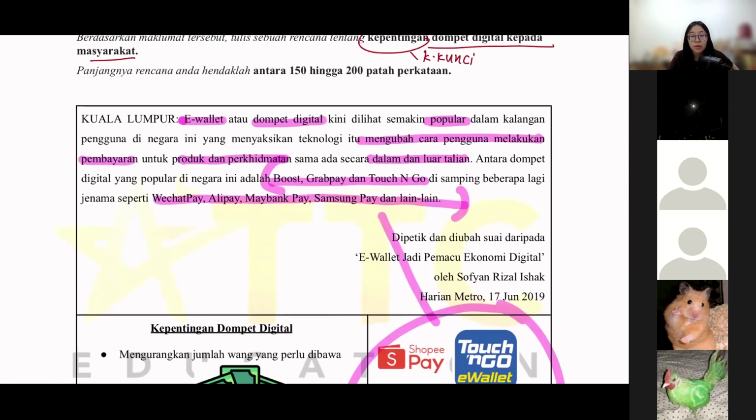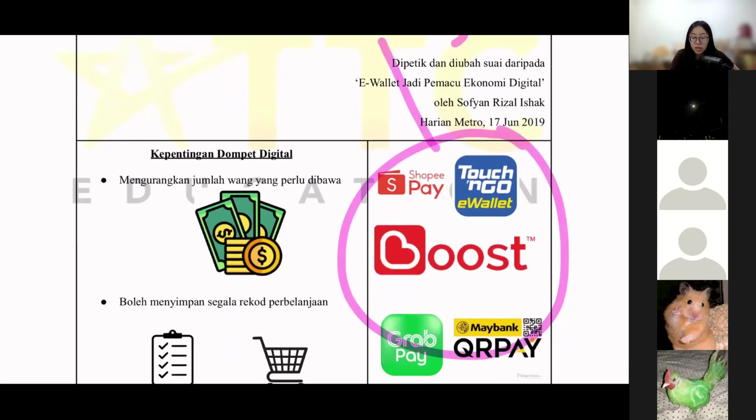Now, the first isi, kepentingan: dompet digital dapat mengurangkan jumlah wang yang perlu dibawa. So you can reduce the money that you need to bring. So this one is your first isi. If you don't follow, the teacher will deduct marks. Because follow the marking scheme, the SPM marking scheme, the first answer will be here. If you don't follow, the teacher will deduct your marks.